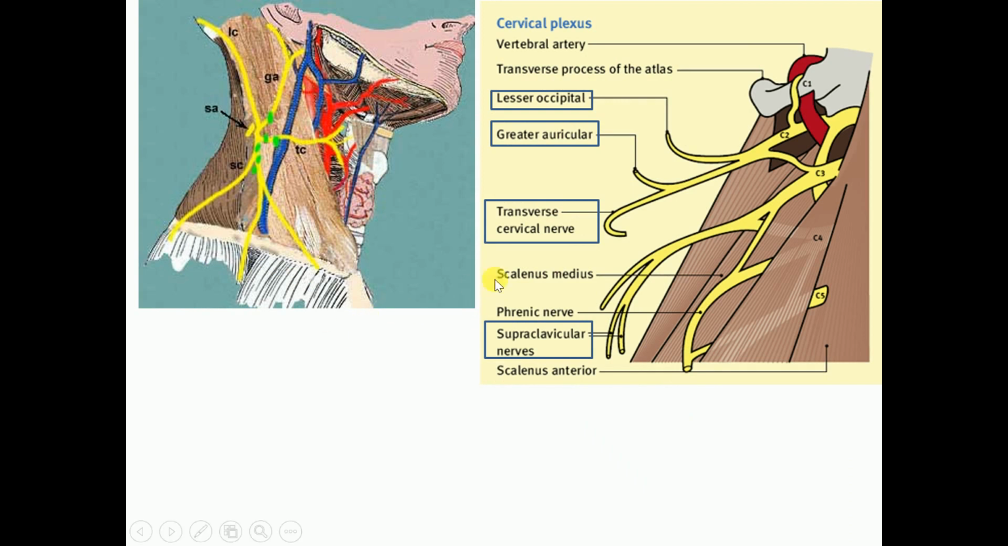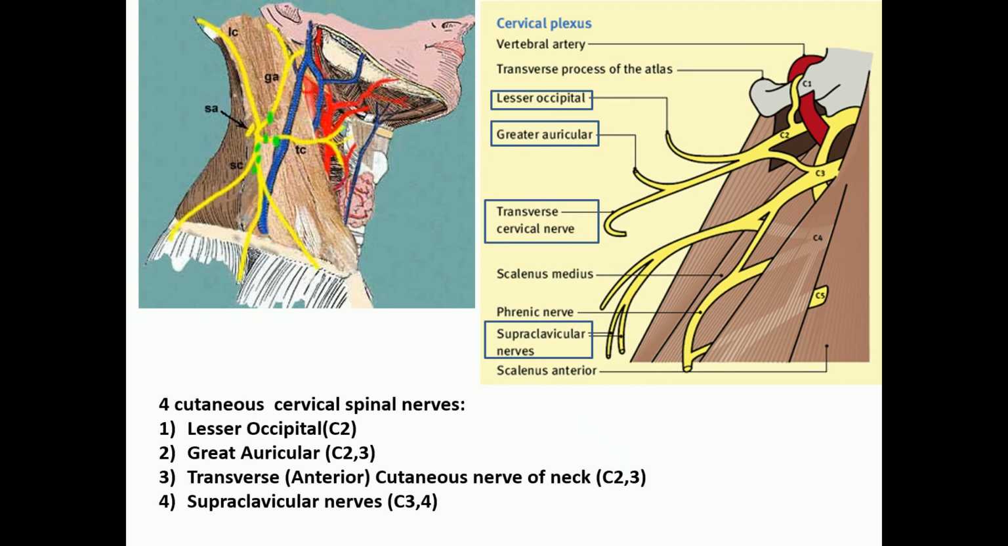This diagram shows the four cutaneous nerves. These are the lesser occipital, C2, then the great auricular, C2, C3. Then the third one is the anterior or transverse cutaneous nerve, C2, C3, and the supraclavicular nerves, C3, C4. That can be seen here also: great auricular, lesser occipital, transverse cutaneous, and supraclavicular nerves, medial, intermediate, and lateral. These innervate the skin of the side of the neck.